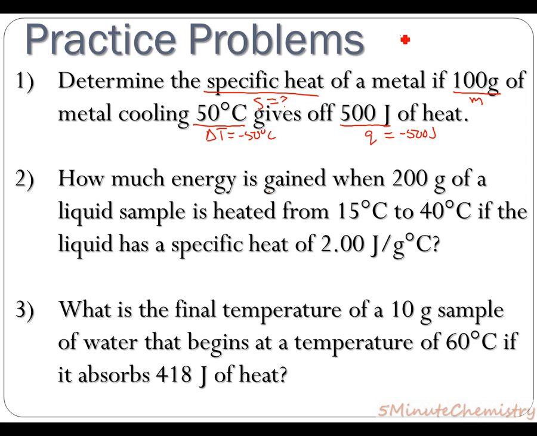Now let's use our equation, Q equals S m delta T. Plug in the values that we know. My Q is negative 500 joules, which is going to be equal to S, the unknown, times the m, 100 grams, times the delta T, negative 50 degrees Celsius. In order to solve for S, we'll divide out the 100 and the negative 50 from the 500. I'll go ahead and pull up the calculator, and we will do the math here together.